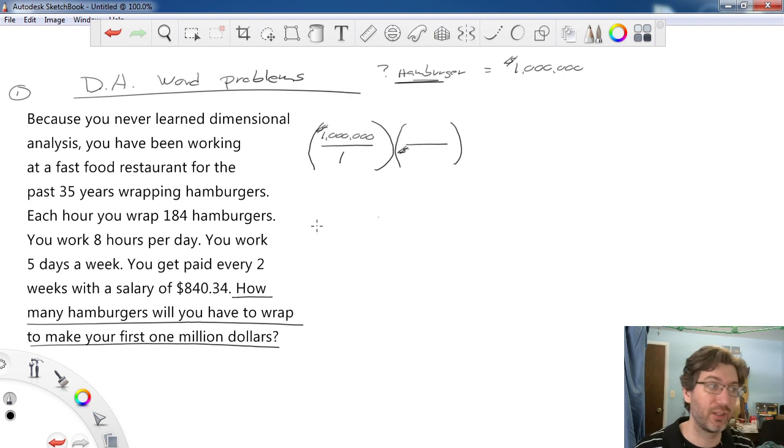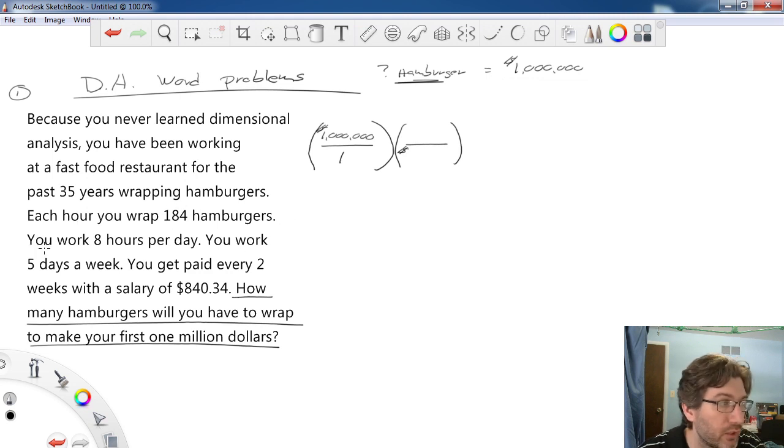So I want to get dollars to cancel out, so I need some kind of relationship between dollars and something else. I don't really care what it is right now, as long as it's relating dollars to something, I'm going to pull it out of my problem. So again, I'm going to go back and read very carefully and see if I can find a conversion factor that deals with dollars. It says, because you never learned dimensional analysis, you have been working at a fast food restaurant for the past 35 years, wrapping hamburgers. Each hour you wrap 184 hamburgers.